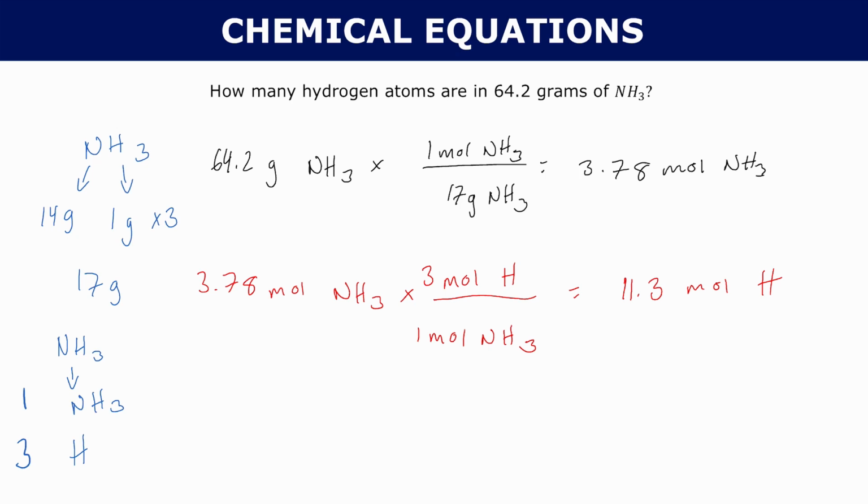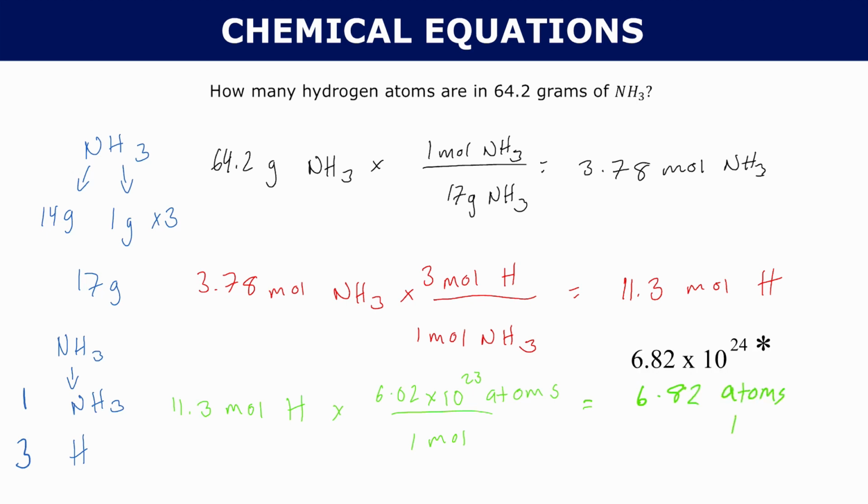And so this is where we need to use our understanding of a mole. So we have 11.3 moles of hydrogen, and we know that in 1 mole, you have 6.02 times 10 to the 23rd atoms. And this is coming from Avogadro's number. This is coming from our understanding of a mole. And if you do this calculation out, you'll realize that we have 6.82 times 10 to the 24th atoms of hydrogen, and that is your answer.